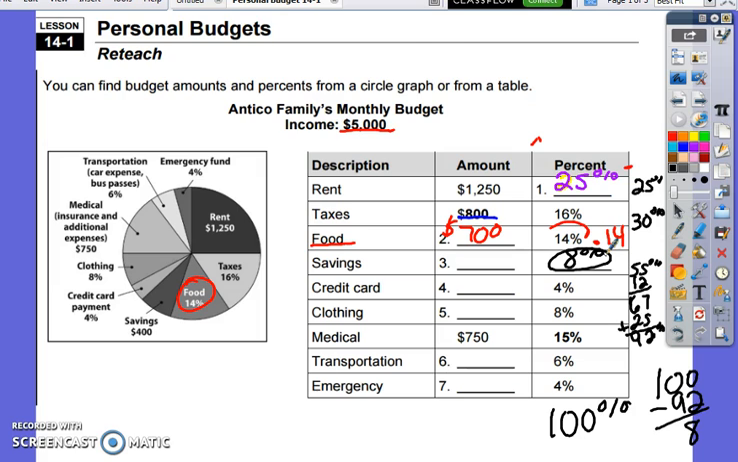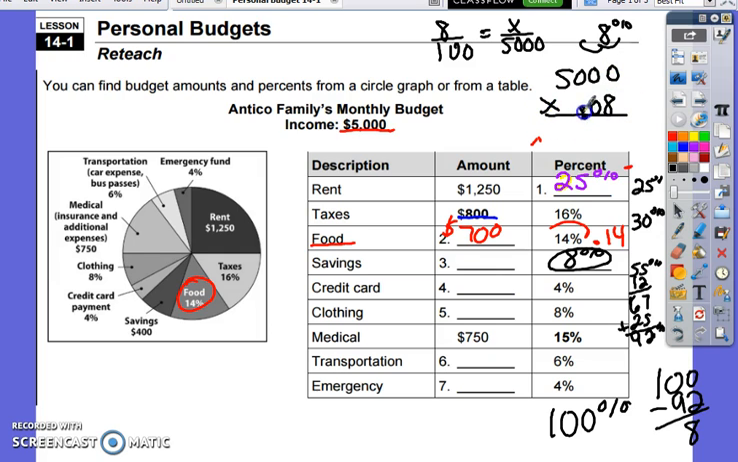So now remember, I can set up my proportion. I can do 8 over 100 equals X over 5,000 to determine how much of the budget is spent on savings. I can also take my percent, 8%, change it to a decimal, which would be 0.08, and I can take the $5,000 budget and multiply it by 0.08 and get my answer.